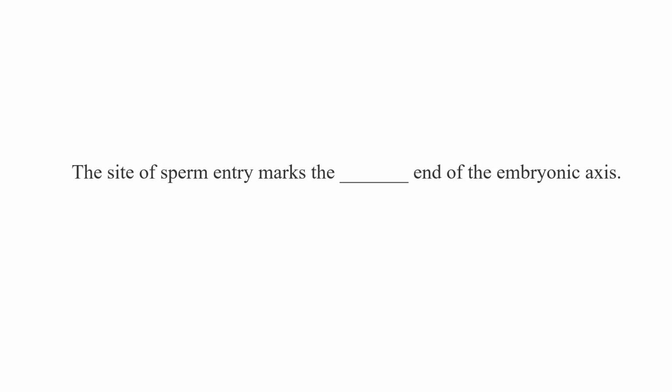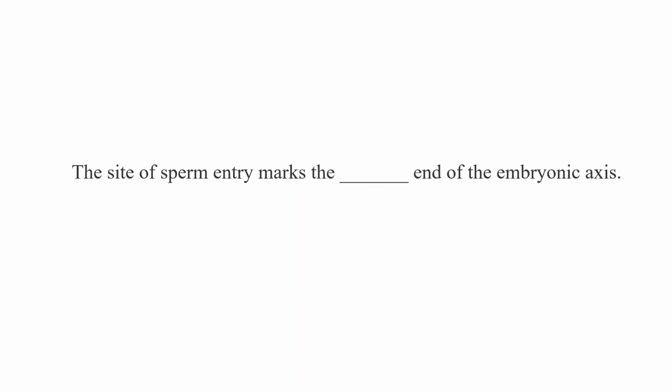It is the posterior end. So the posterior end of the embryonic axis marks the site of sperm entry.